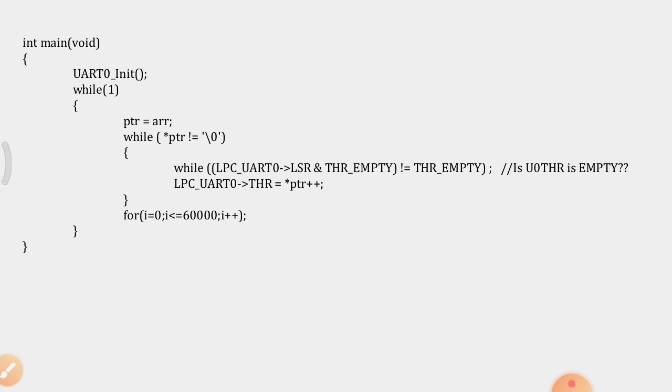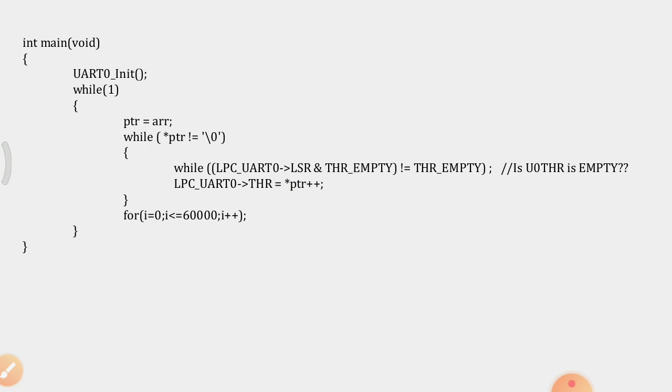Then we will start up with the main program here. While entering into the main program, first we are calling the configuration of UART0, that UART0_init function we are calling up here, which is going to set up all the necessary configuration for UART functions.